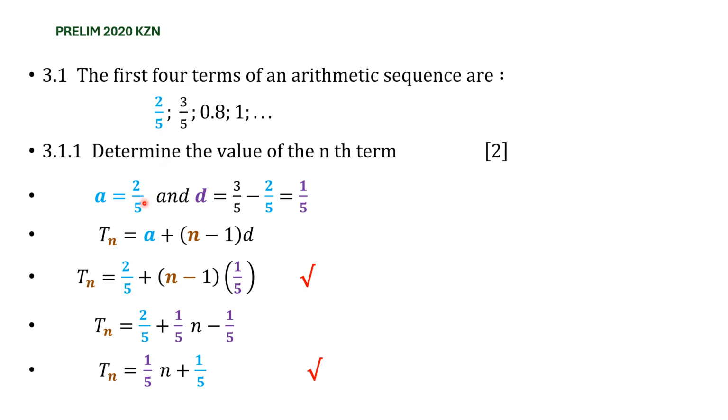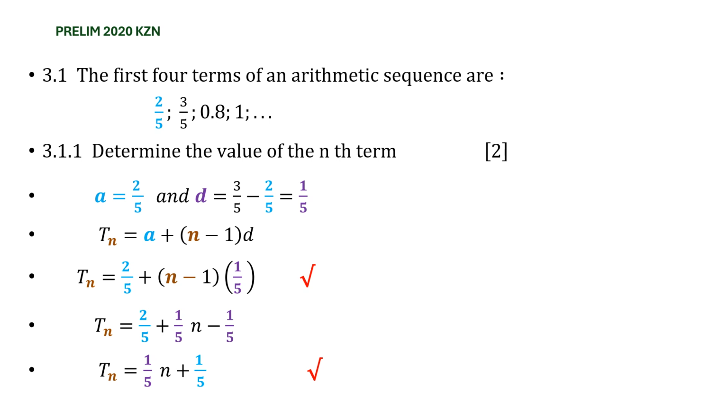So A there is 2 over 5. D, they said arithmetic, so term 2 minus term 1. So 3 over 5 minus 2 over 5, which then equals 1 over 5. For the nth term, Tn equals A plus n minus 1 times D. A being 2 over 5, D being 1 over 5. 1 over 5 times n gives me 1 over 5n. 1 over 5 times negative 1 gives me negative 1 over 5. 2 minus 1 gives me 1 over 5. So my equation reads Tn equals 1 over 5n plus 1 over 5. 1 for correct end formula and 1 for correct substitution.